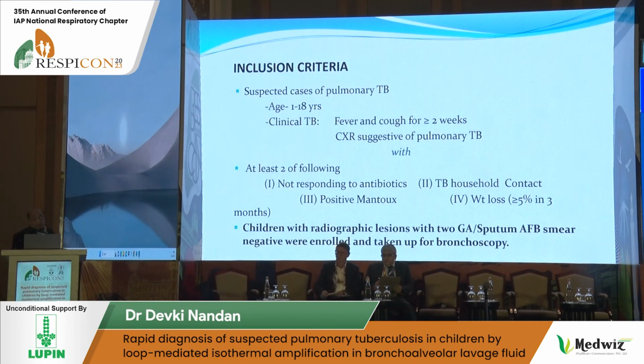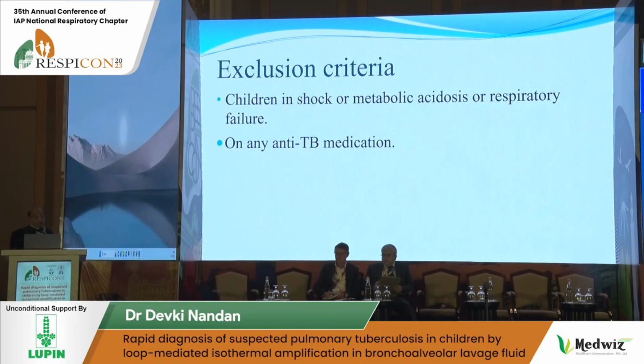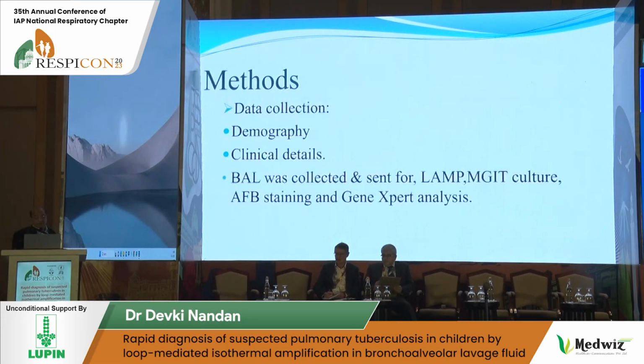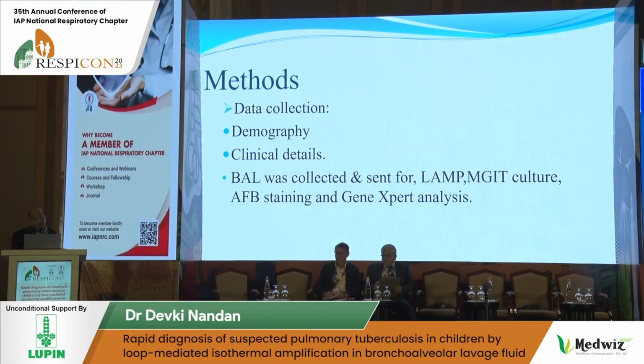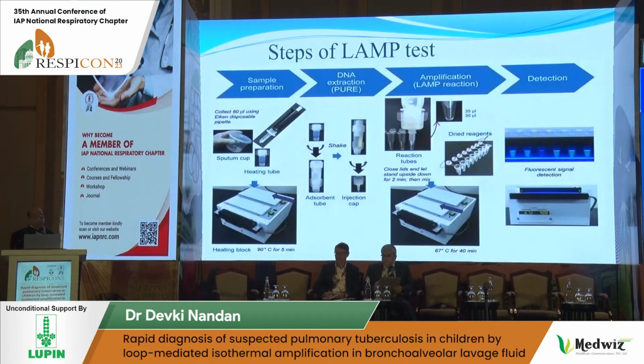The inclusion criteria were based on the RNTCP guideline. Children with a radiographic lesion, with gastric aspirate and sputum AFB smear negative, were enrolled and taken up for bronchoscopy. Exclusion criteria were children who were on anti-TB drugs. The data collected were demography and clinical details, then the BAL sample was collected and sent for LAMP, MGIT culture, AFB staining and GeneXpert.